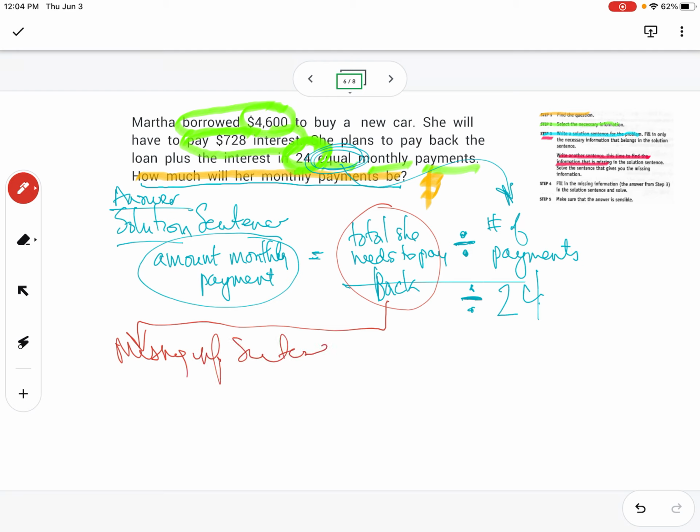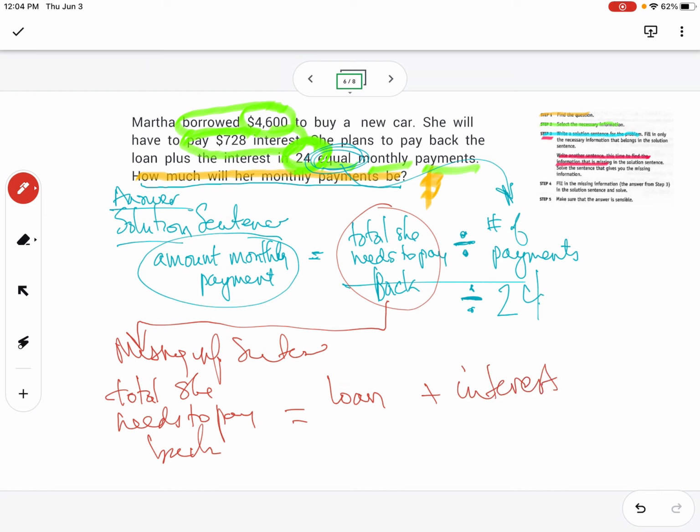So the missing info sentence is going to start with what I'm missing, the total she needs to pay back, and I'm going to write a sentence to help me to find that. Well, that's got to be the amount of the loan plus the interest that she needs to pay back. And now I can say, oh, well, look at that. I know what the loan is, $4,600. I know what the interest is, $728. I know what this is and this is, so I can find this. Once I find that missing thing, it's not missing anymore, then I'm going to plop it in here. I already know this, and now I can find that.